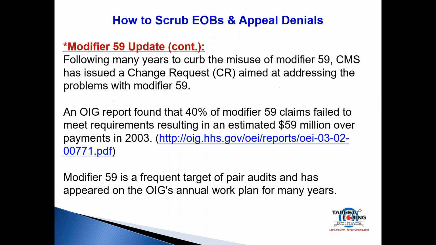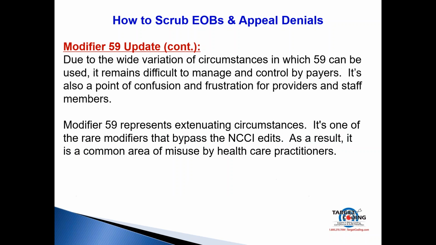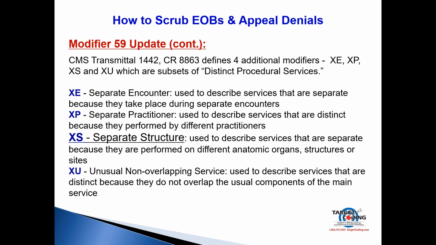So the 59 modifier, that's the big one. Many years ago, an OIG report found that it's being billed incorrectly nearly 40% of the time, resulting in millions of dollars of overpayments. So it's a frequent audit trigger. It's one of those rare modifiers that bypass the CCI edit. So be careful with that. Make sure you're using it. If you're using the 59 modifier, just make sure you're using it properly, and then you should be fine.